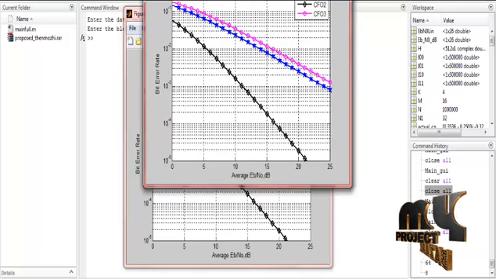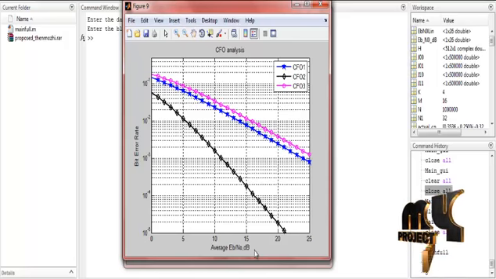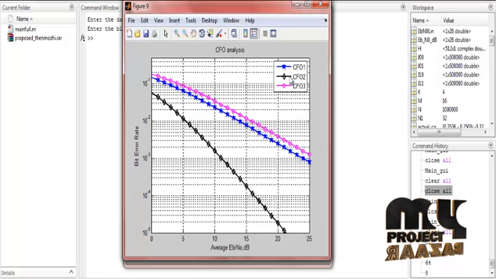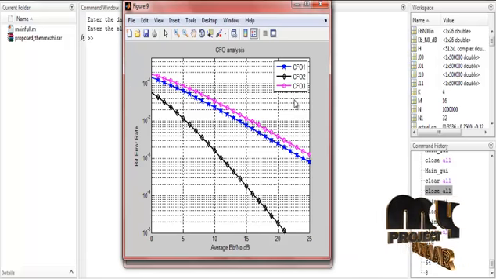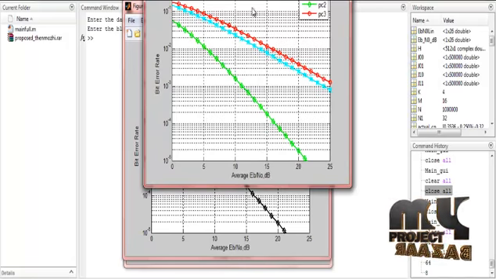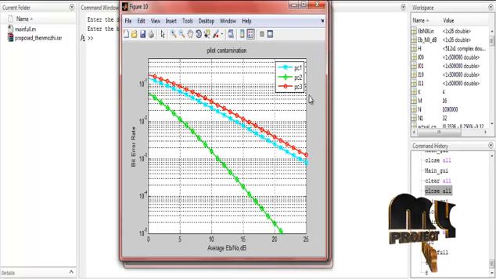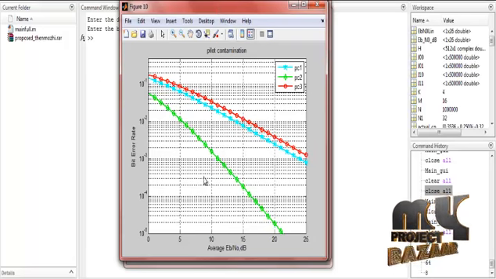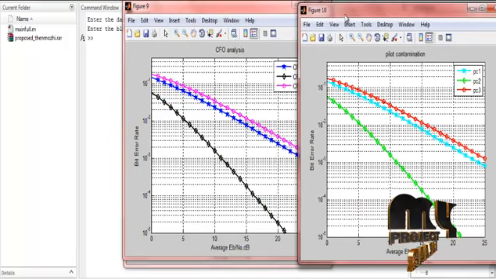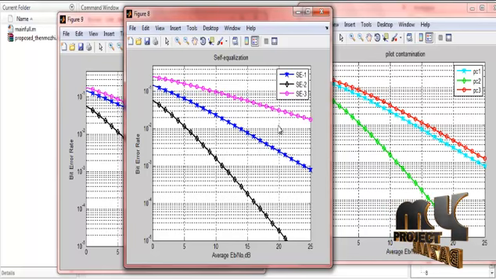And then the next figure is the CFO analysis. In the CFO analysis process, the same procedure is implemented, with the average SNR and the bit error rate. Compared to CFO1 and CFO3, CFO2 is very much reduced. Similarly for pilot contamination, PC equal to 1, PC equal to 2, PC equal to 3. Compared to all, PC equal to 3 is very much lower. So these are the three graphs representing the bit error rate of the process.